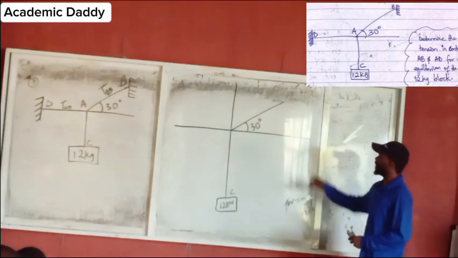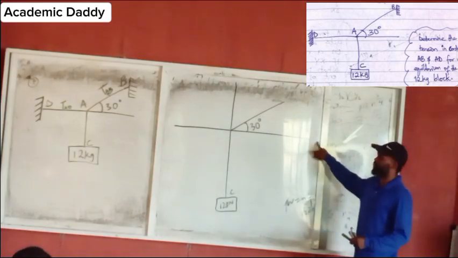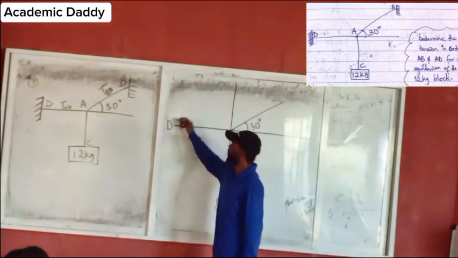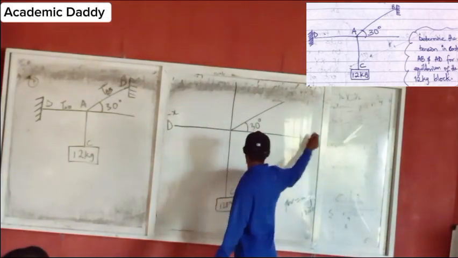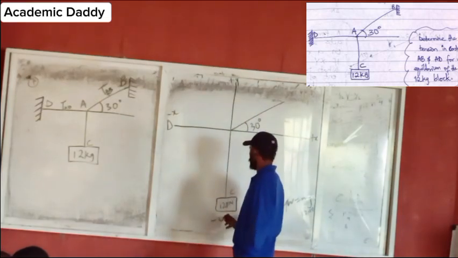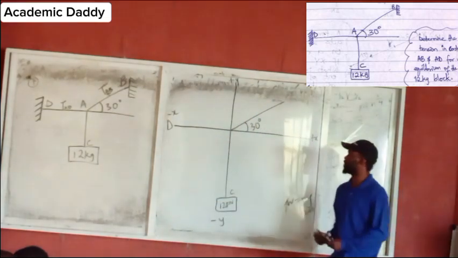Now, they did not give me anything here. They did not give me whether it's E or D. And I have B. So what I'll say is this side is always minus x, this side is always plus x. This side is always plus y. This side is always minus y. But minus y has 120 Newton.